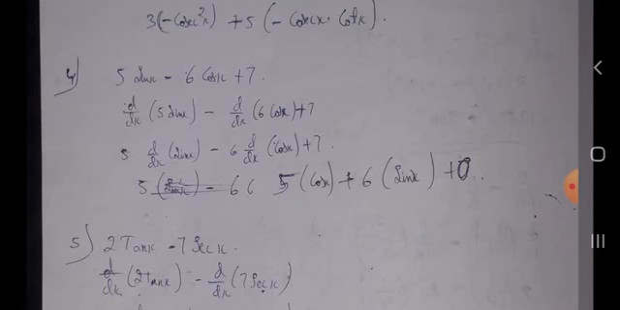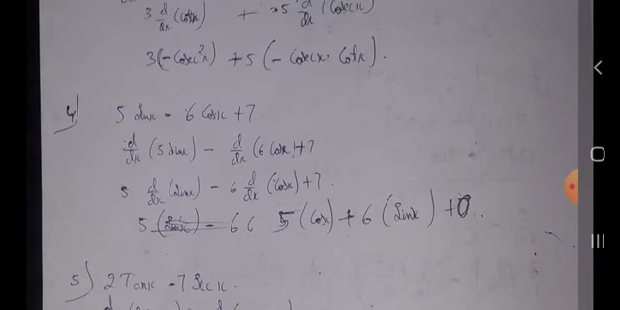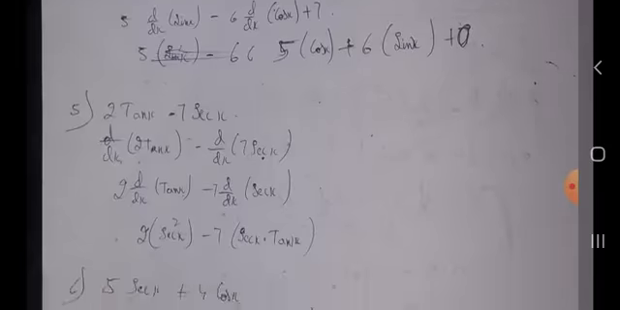So therefore d by dx of 5 sin x minus d by dx of 6 cos x. So 7 is a constant, it will become 0. So therefore 5 you have to take out. So the derivative of sin x is cos x, as you know. So therefore cos x, and the derivative of cos x is minus sin x, so minus sin x. So therefore we will put it here like that only.